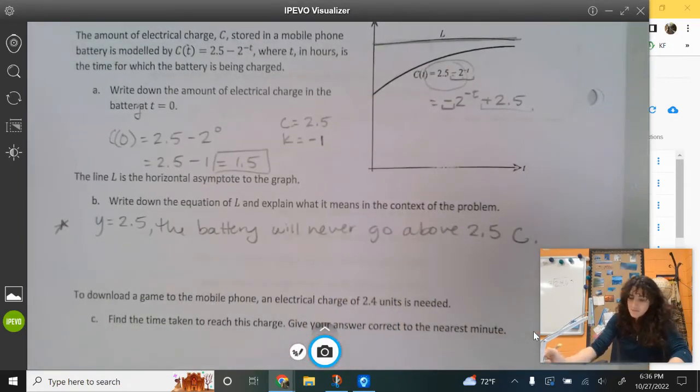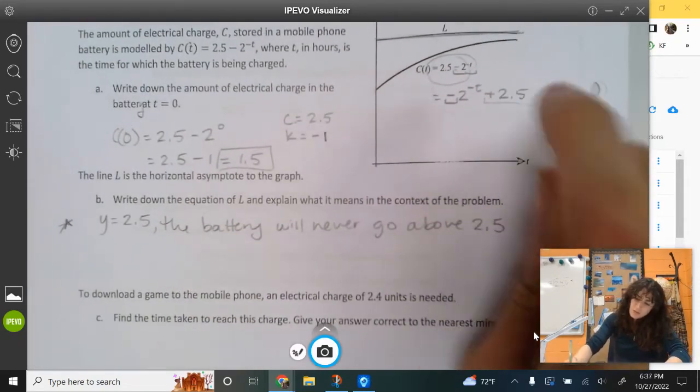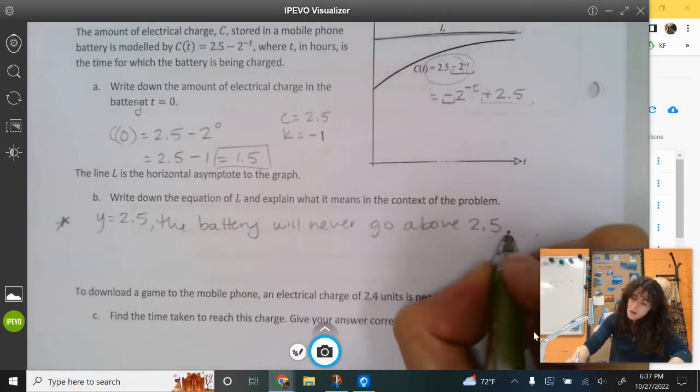C, I guess, is the unit. No, 2.5. C is the variable. I don't know what the unit of measurements are.